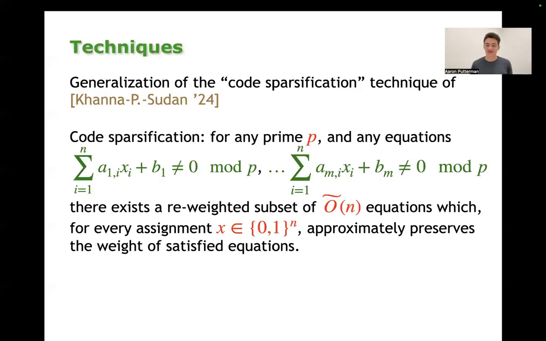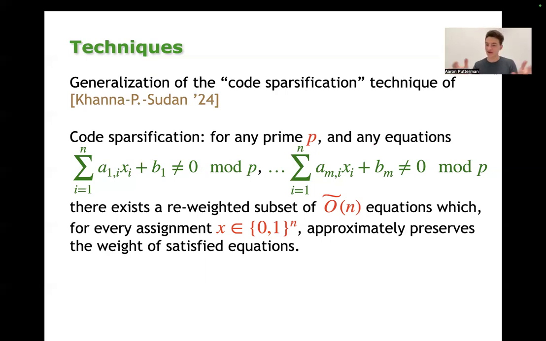And then lastly, I'll just briefly touch on some of the techniques that we use in this paper to derive these CSP sparsification results. Really, the way you should interpret these is as some kind of generalization of the code sparsification technique that we introduced in a prior work. At a very high level, code sparsification takes any set of linear equations modulo a prime, and these are really, in a sense, constraints. So you can imagine you have m equations where each equation is some weighted sum of these variables x_i, and we are testing whether or not it equals 0 modulo p.